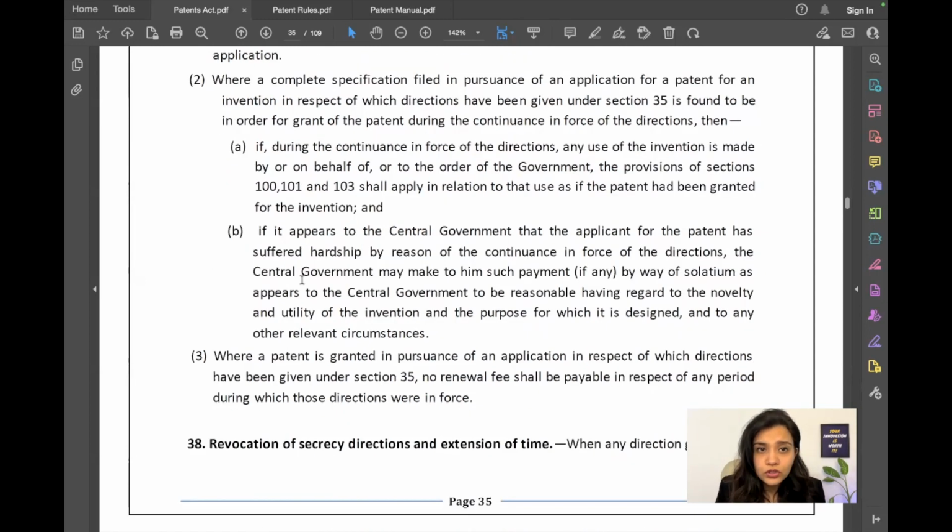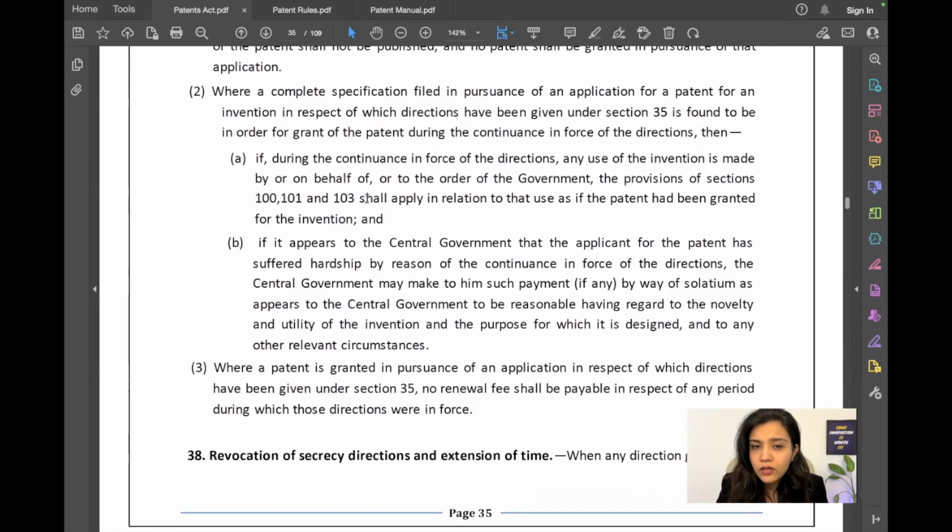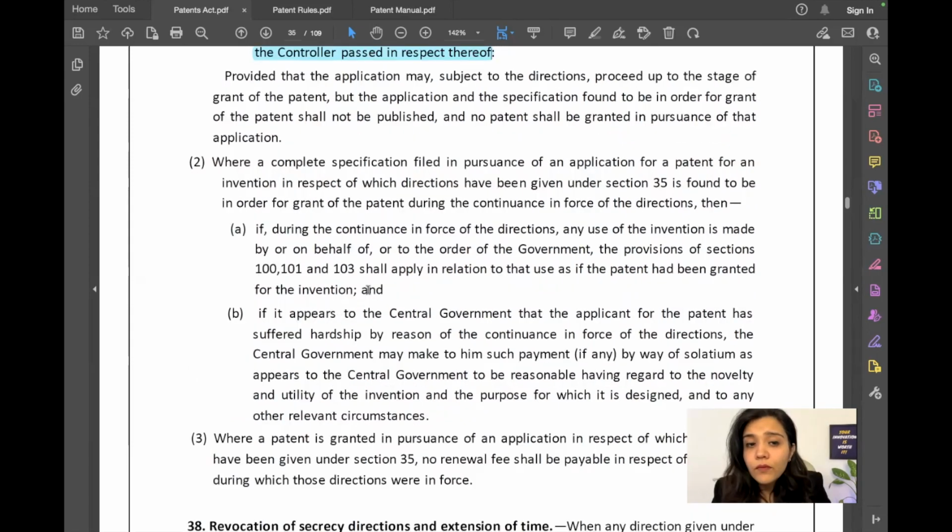Now, let's come to subsection 2, where a complete specification filed in pursuance of an application for a patent for an invention in respect of which directions have been given under section 35 is found to be in order for grant of patent during the continuance in force of the direction. Then, if during the continuance in force of the direction, any use of the invention is made by or on behalf of or to the order of the government, the provisions of sections 100, 101 and 103 shall apply in relation to that use as if the patent had been granted for the invention. So this subsection simply means that if there is any use of an invention made on behalf of the government while the secrecy provisions were applicable on the invention, that use would be considered as government use.